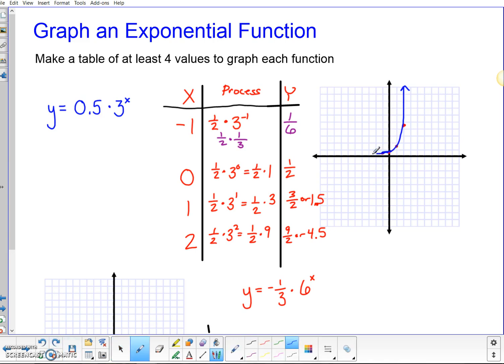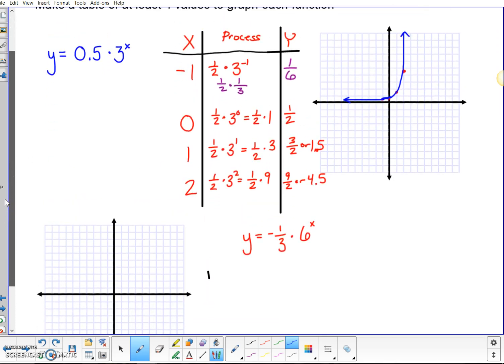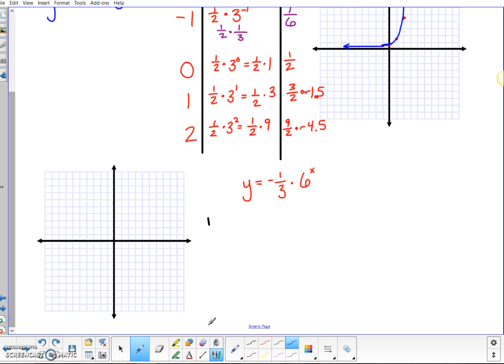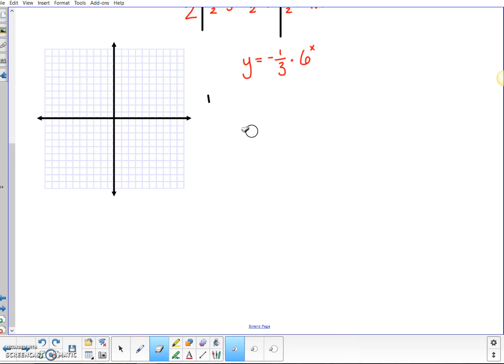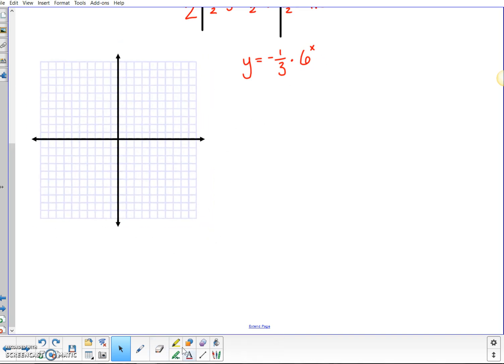Okay, so you're going to definitely have arrows on both ends because this graph could go both ways forever and ever. We would just have to do a lot of calculating. Really, really small over here, really, really big over here. Okay? So exponential functions, swooshes, 4 points, don't touch your x-axis. Let's do one that has a negative number in it. So here I've got the function for you, y equals -1/3 times 6 to the x.